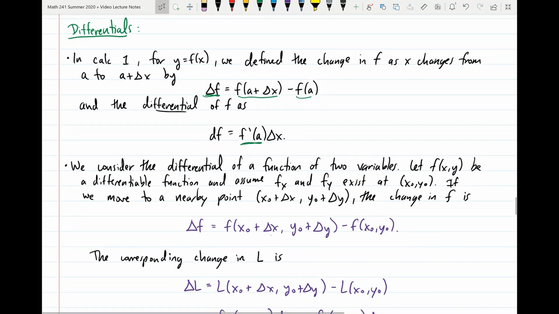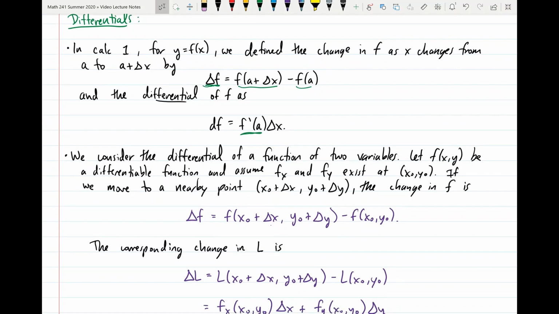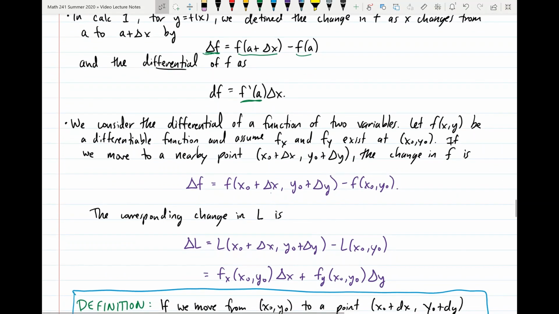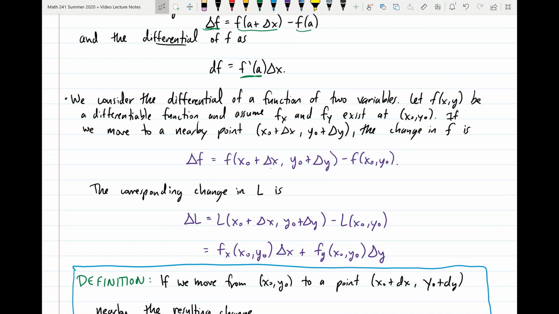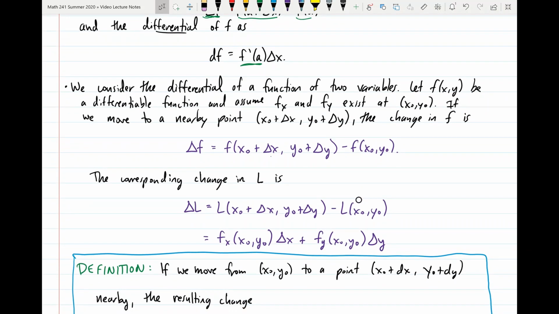So if we wanted to find exactly how much f changed, we would just take the point a plus delta x, plug it into f, and then subtract the function evaluated at the point a. So this differential df gives us an approximation of delta f. But now we want to generalize this idea to higher dimensions. So we consider the differential of a function of two variables.